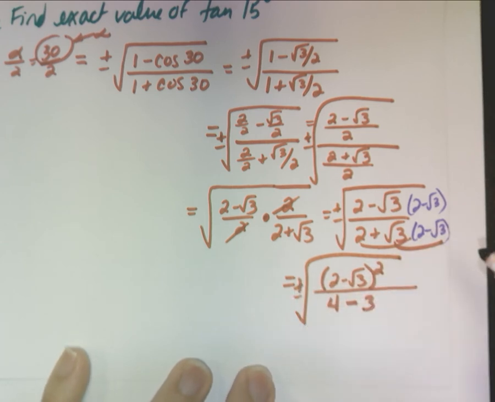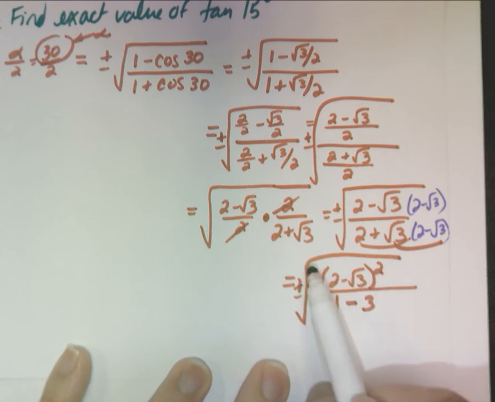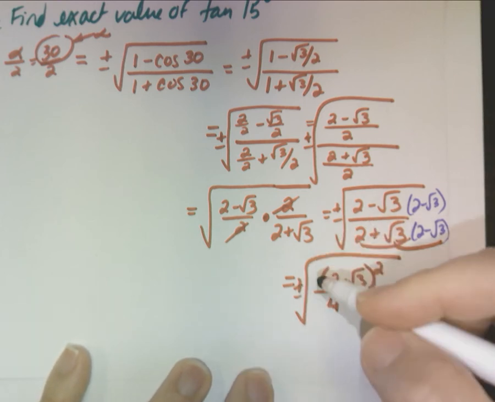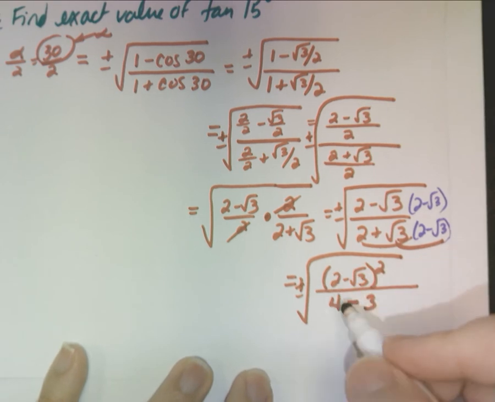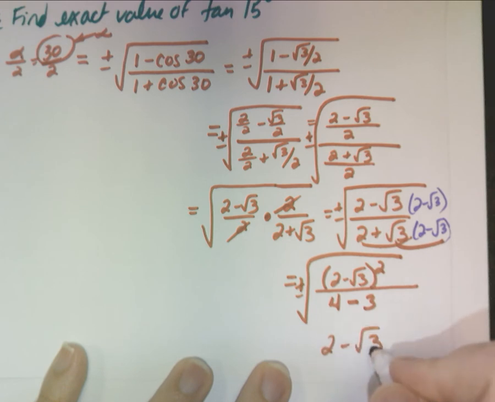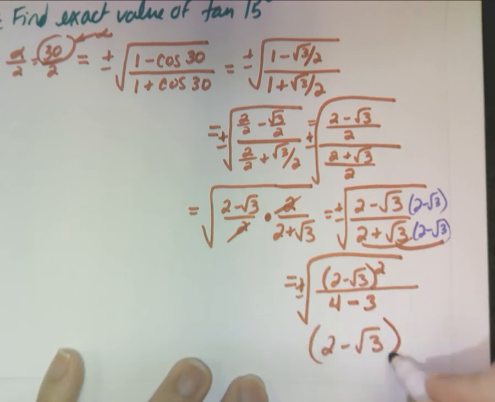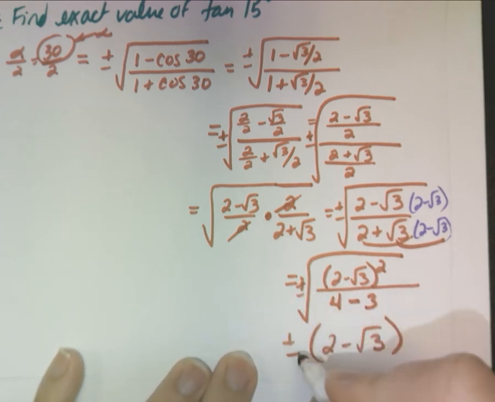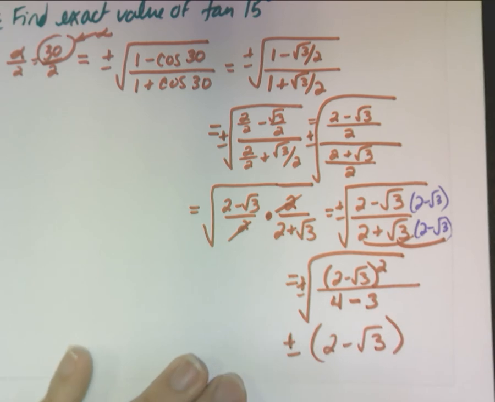Okay, almost done. What happens when you square a square root? When you square root and square, what happens there? Oh, they cancel. So really, and then what's 4 minus 3? 1. So really, you just have 2 minus root 3. But you have this little plus or minus in front. So here's what you do with the plus or minus.